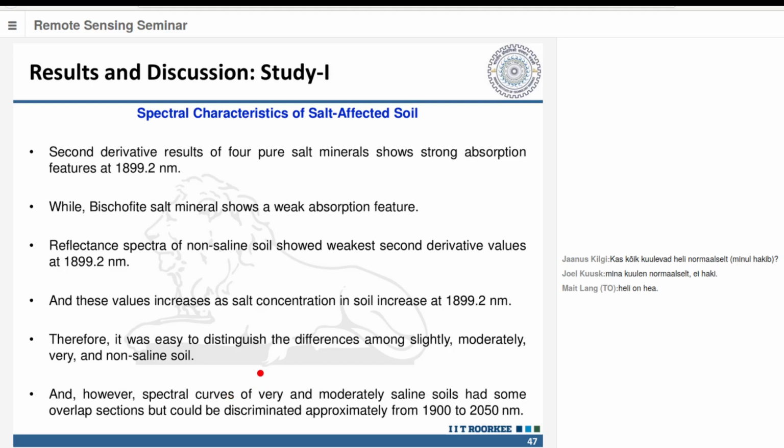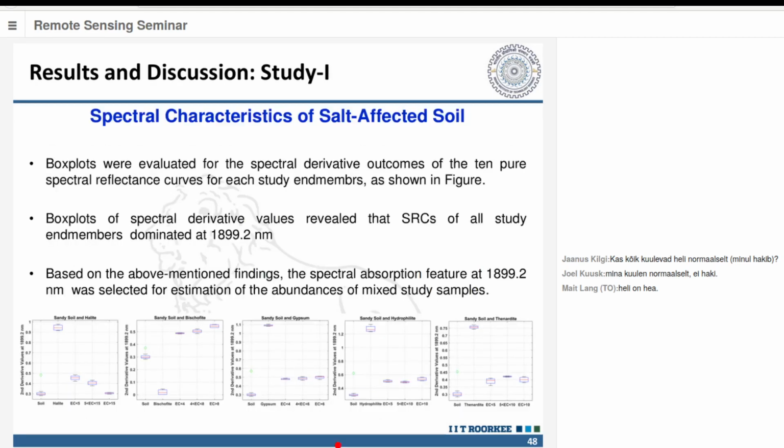However, the spectral curves of very and moderately saline soils had some overlap sections but could be discriminated approximately from 1900 to 2050 nanometer wavelength regions. Box plots were evaluated for the spectral derivative outcome of the 10 pure spectral reflectance curves for each study end member, as shown in the figure. Box plots of spectral derivative values revealed that the SRCs of all study end members dominated at the 1899.2 nanometer wavelength region, and based on the above mentioned findings, the spectral absorption features at this wavelength region were selected for estimation of the abundance of mixed study samples.